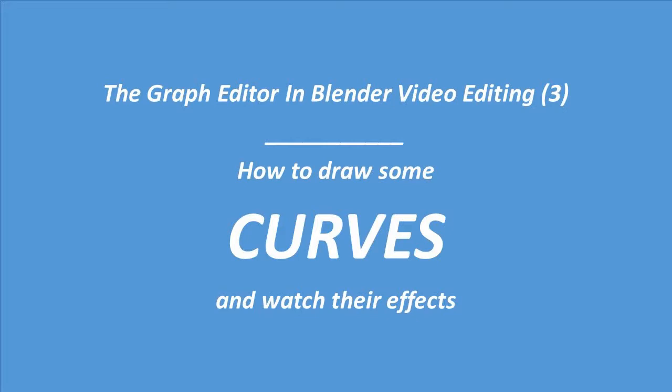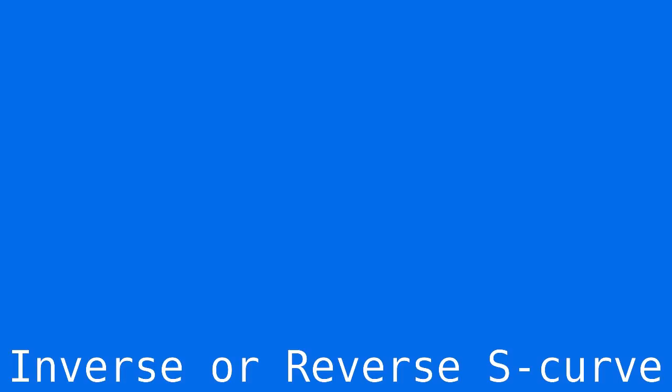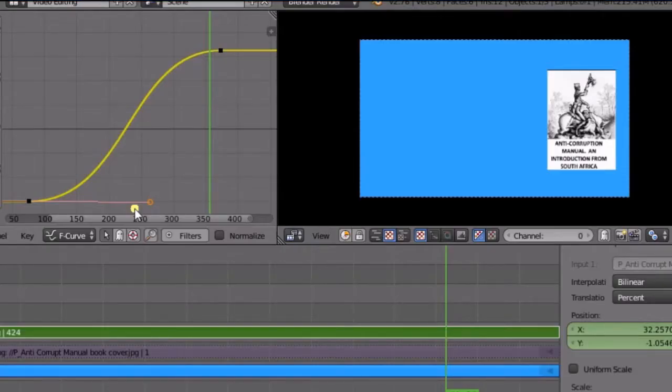In the previous video, we discussed the graphics editor and the activity point, also known as the Bezier curve point. We also started with the S-curve. In this video, we will continue drawing some more curves. An inverse S-curve we can also draw.